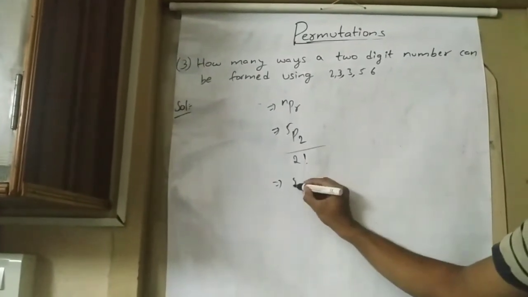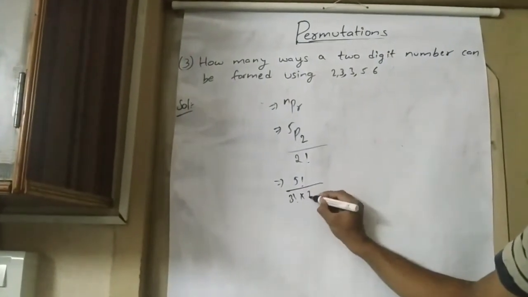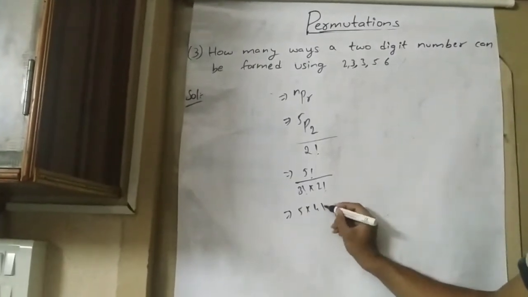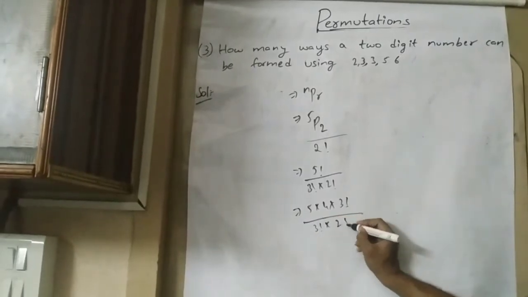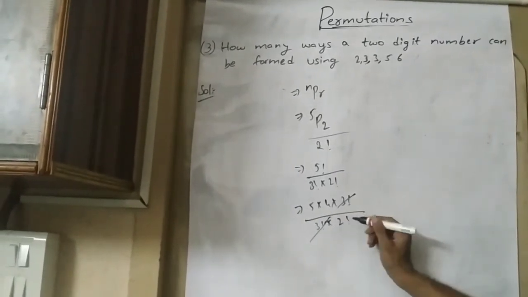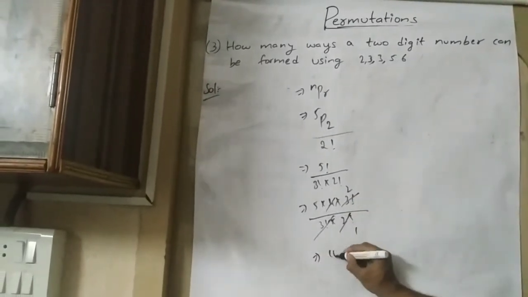So 5P2 means 5 factorial by (5 minus 2) factorial, that is 3 factorial into 2 factorial, that is equal to 5 into 4 into 3 factorial by 3 factorial into 2 factorial. So 3 factorial will be cancelled, and 2 factorial means 2 ones, 2 twos. So 5 into 2, 10 ways.